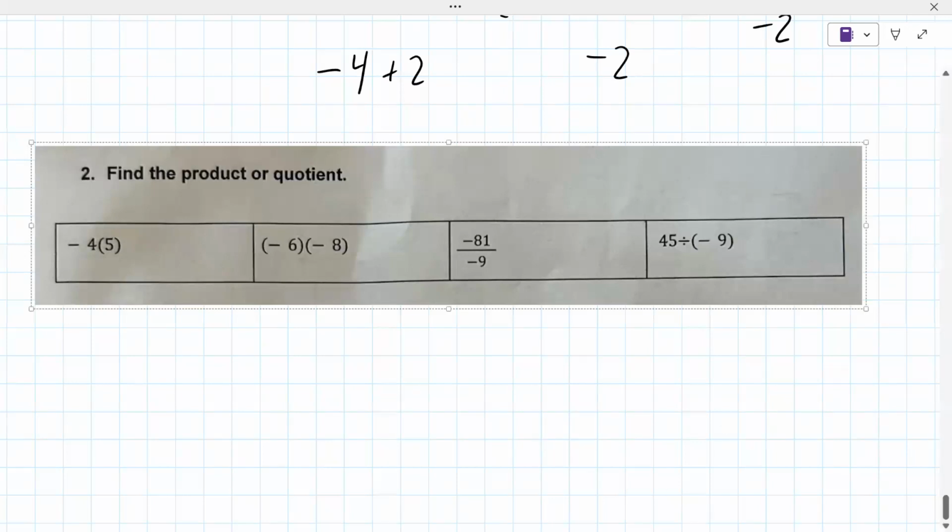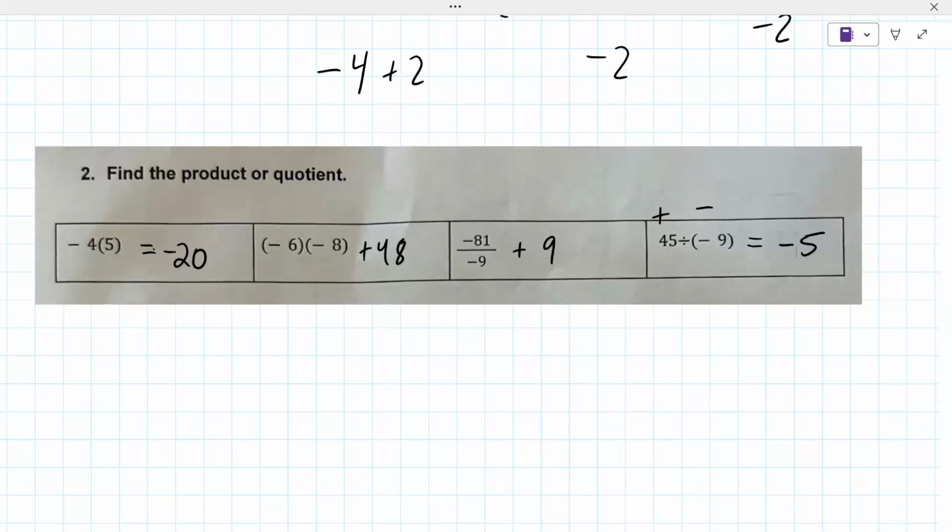For the first one here, do you remember if the answer is positive or negative? -4 times 5? It would be negative. Yes. Okay, and what about two negatives? What does that become? A positive. Okay, so +48. How about when you're dividing two negatives? I don't remember that. So it's just like multiplying two negatives. If you divide two negatives, it's positive. Okay. And here you've got one positive and one negative. What does that become? A negative. There you go.